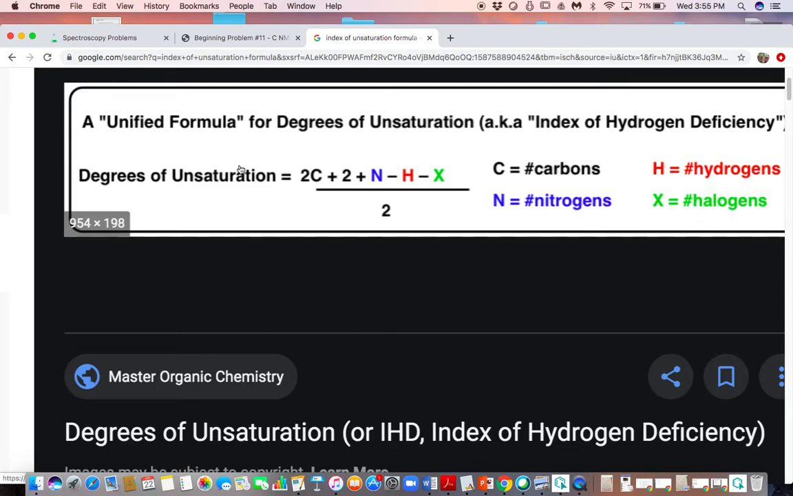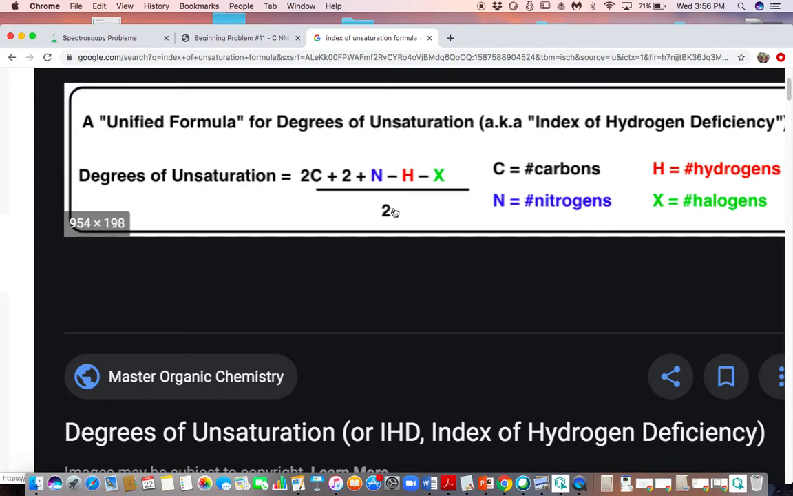All right. This is called degrees of unsaturation. It's also called the index of unsaturation sometimes. It's equal to twice the number of carbons in the molecule plus 2 plus the number of nitrogens in the molecule minus the number of hydrogens minus the number of halogens, all divided by 2. And let me tell you why this is so useful. This gives you a number. This number represents the combined number of rings and pi bonds within your structure. And that gives you a big heads up on what to expect.